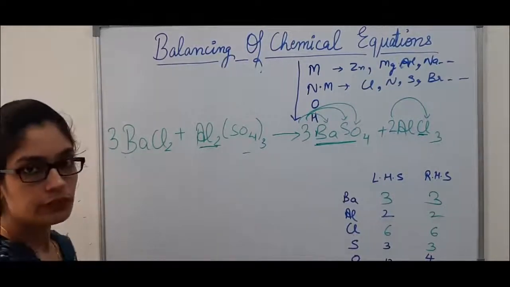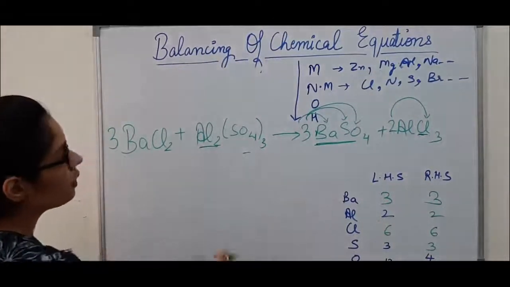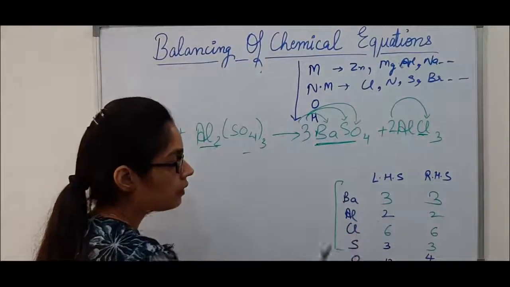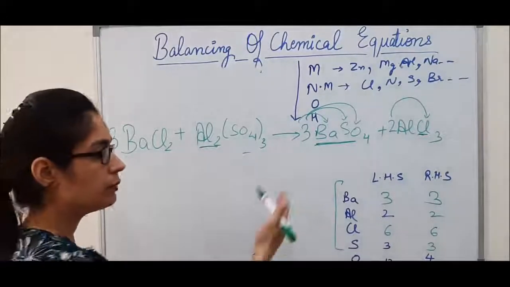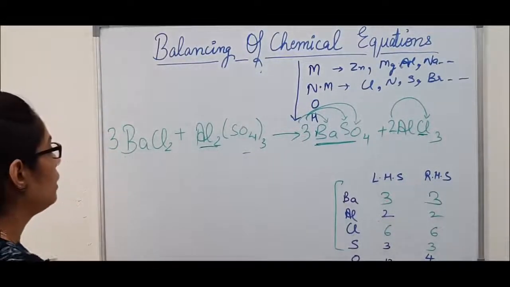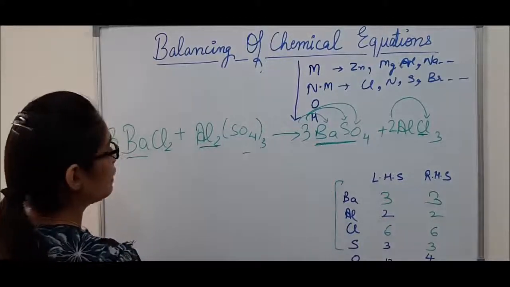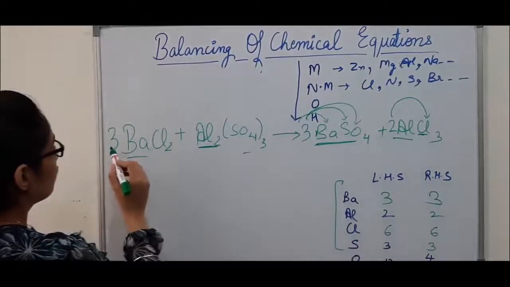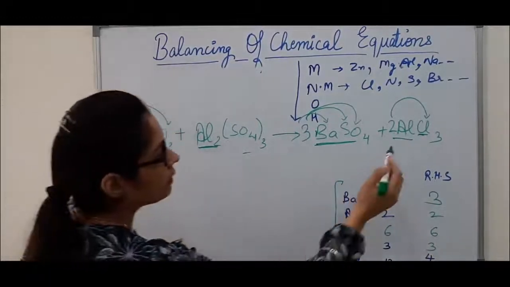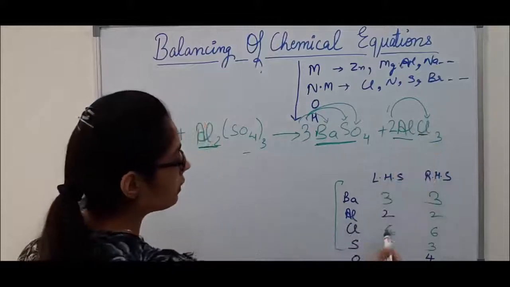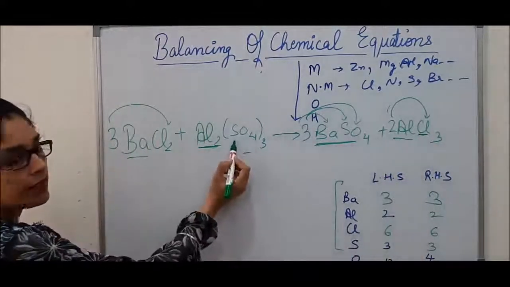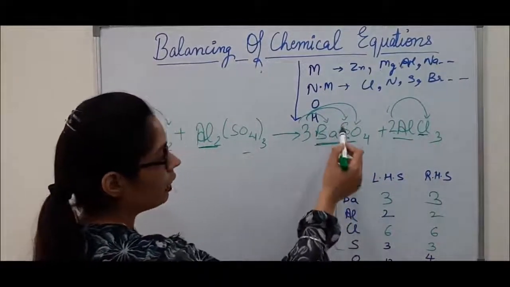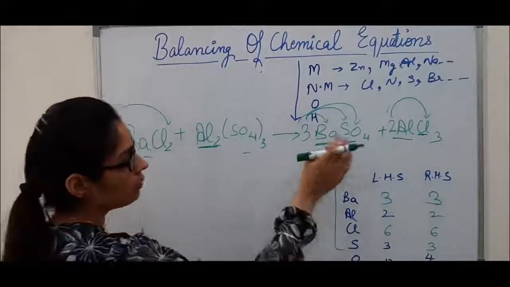So let's again start checking from the starting, because after every step you have to make sure your previous steps are correct. This is the reason we have to check from the start after each and every step. Barium 3, both sides I can see. Aluminium here 2, here also 2. Chlorine 3 into 2 is 6, this side 6, this side also 2 into 3 is 6, it's balanced. Sulfur, this side it is 3 because 3 is written outside the bracket, and sulfur this we have multiplied with 3, so this side also sulfur 3.